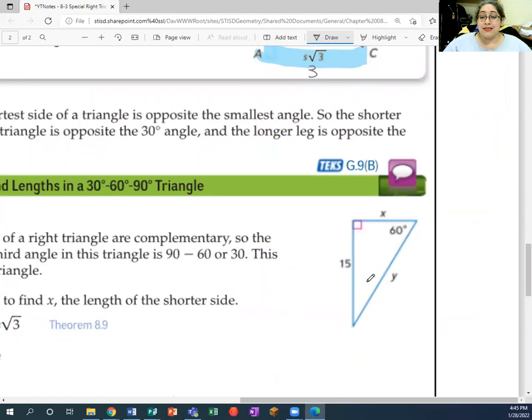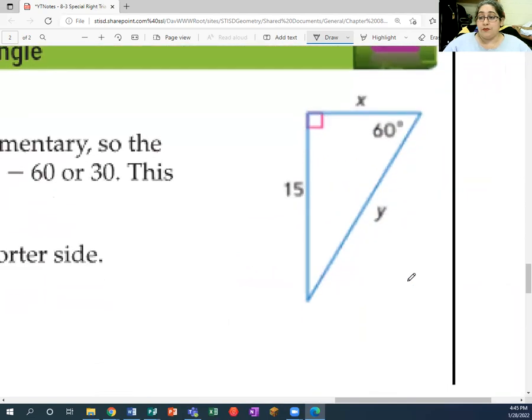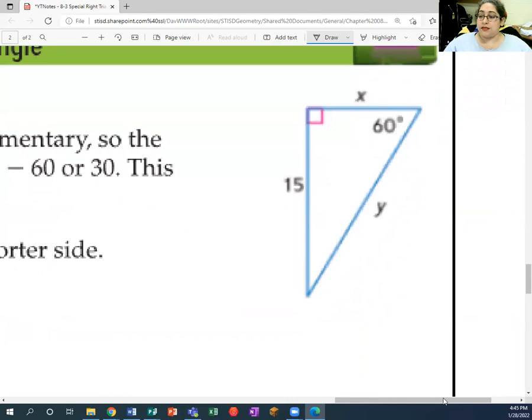I'm going to look at this tiny little triangle right here. Sorry, I forgot what I was saying there.